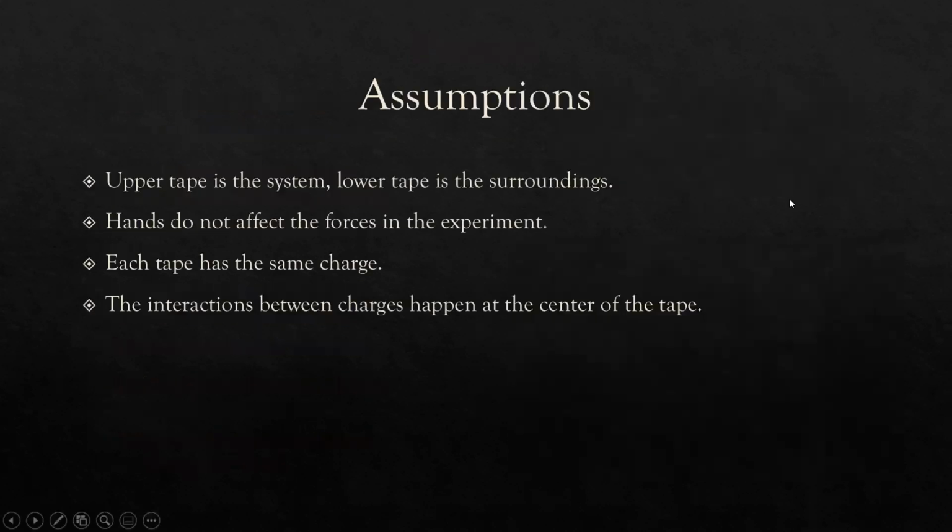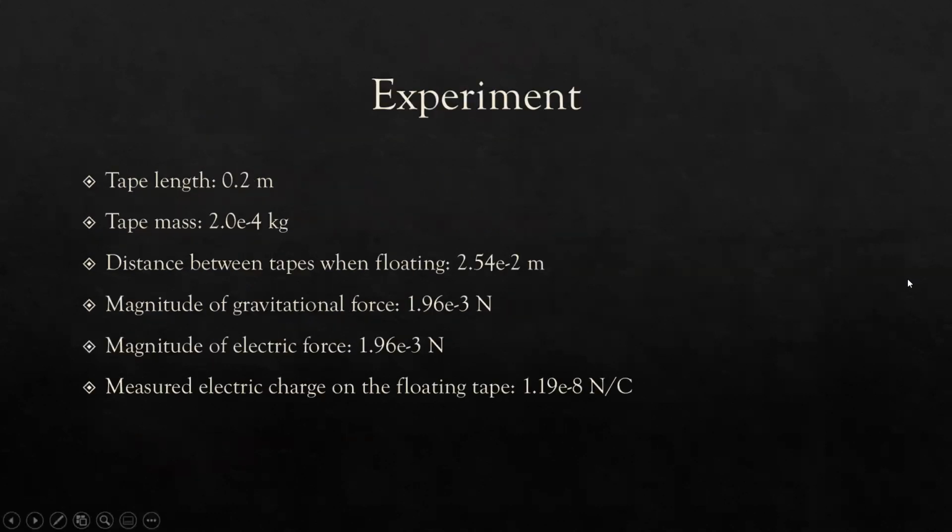Some assumptions that we made in the experimental portion of this lab. I assumed that the upper tape is the system, and the lower tape is in the surroundings. I assume that hands do not affect forces in the experiment. I assume that each tape has the same charge and the interactions between the charges happen at the center of the tape. These are the results for the experimental portion of the lab.